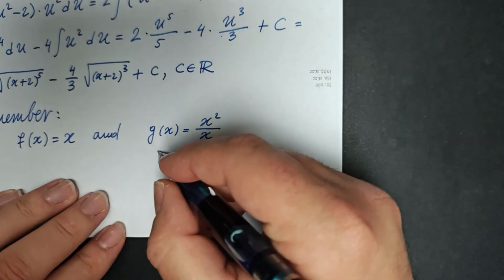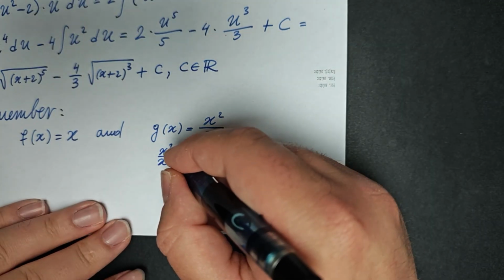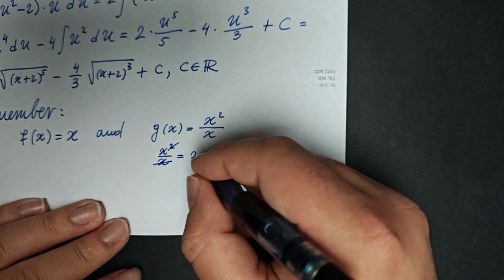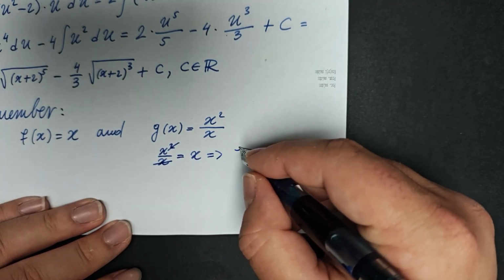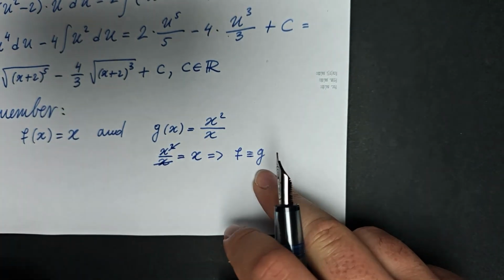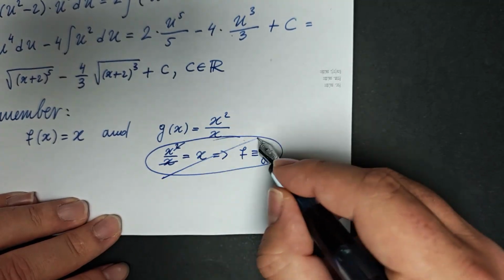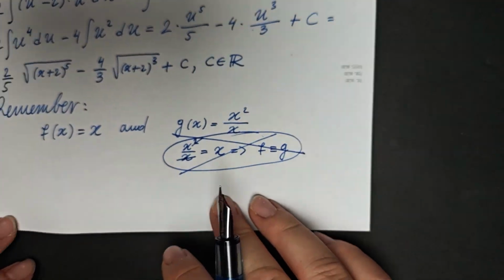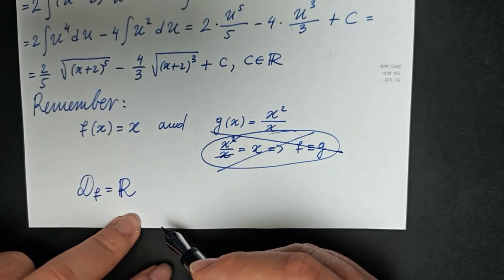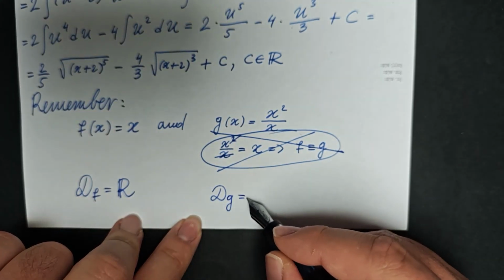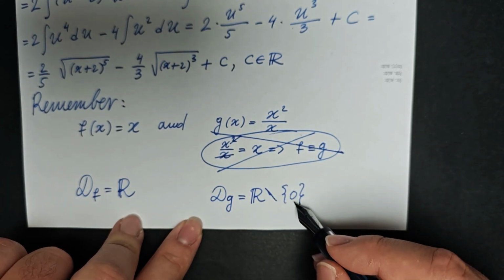We have here x squared divided by x. You are forced into cancelling out this square with this x, and you get that this is equal to x. From this, you are going to conclude that f and g are one and the same function, that they are equal. But that is simply not true. This is wrong. The domain of the function f is the entire set of real numbers. The domain of the function g is the set of all real numbers, but you are going to exclude number 0 from it.